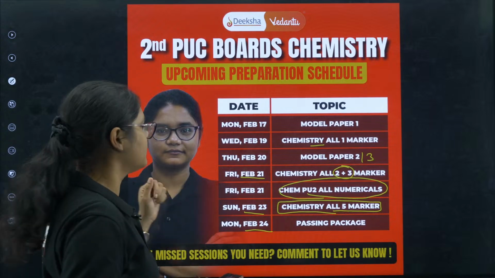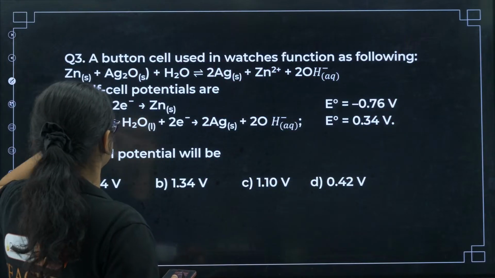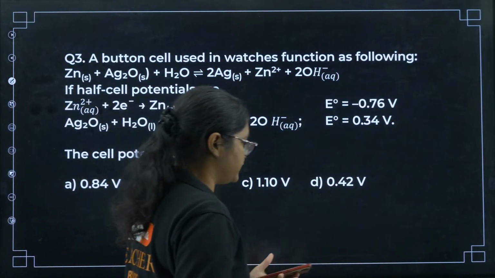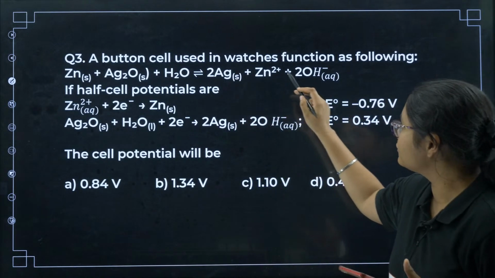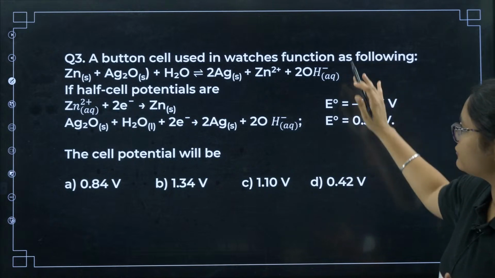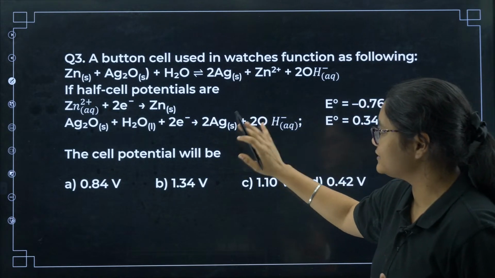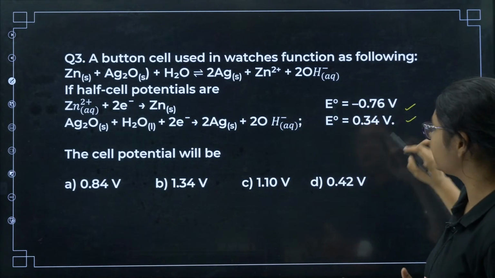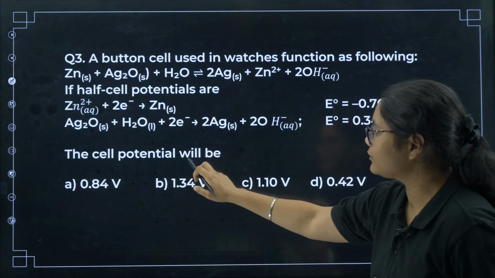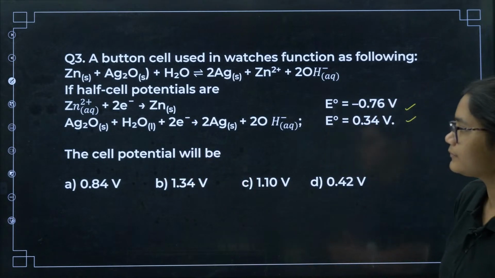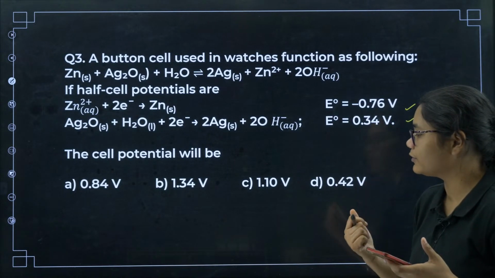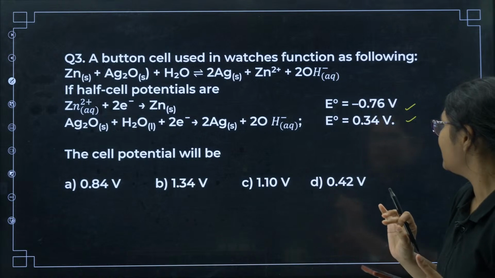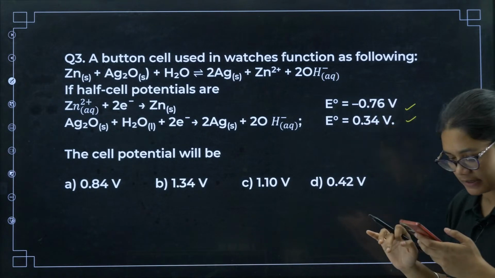Now shall we go back to our next question. Please see the question here, very simple, and solve it quickly. Button cell used in watches functions as follows. The half cell potentials are given to you. So both the reduction potentials are given. So what will be the cell potential? Very, very easy question. I want all of you to tell me the answer quickly.